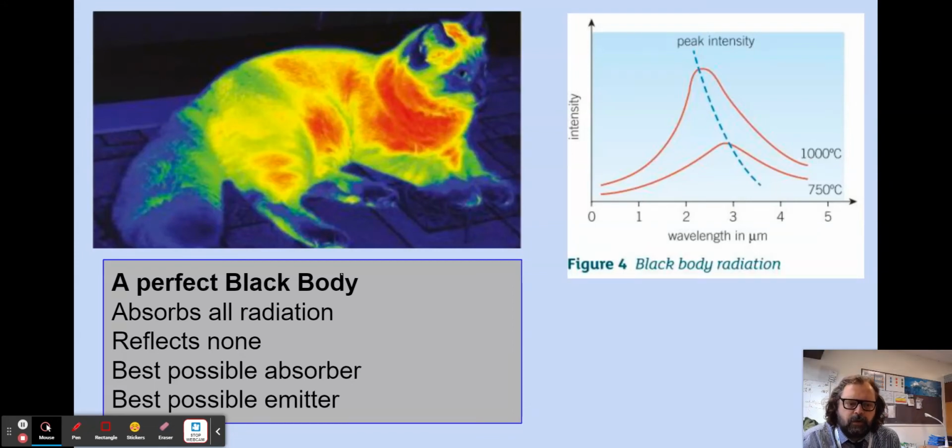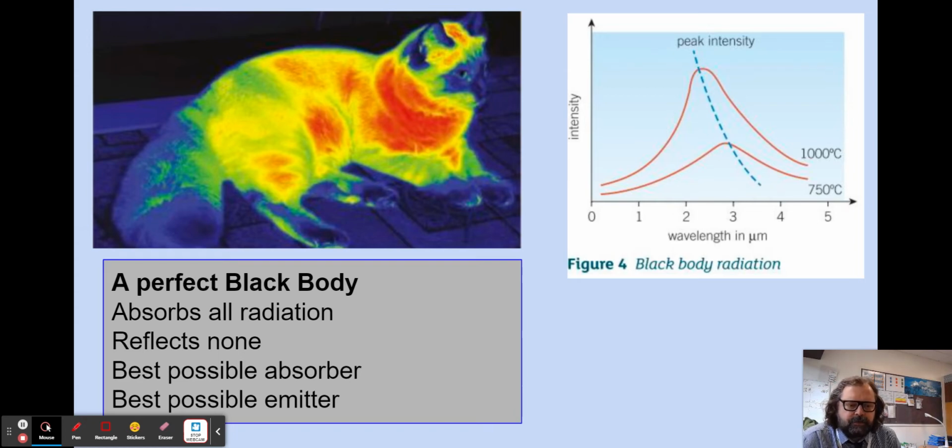Okay, we'll talk a little bit more about parts of the electromagnetic spectrum in this video, and a specific part of the specification about this idea of the perfect black body. So you should remember that when things are hot, they are emitting more infrared radiation than they are absorbing. Hot things emit heat radiation, okay?